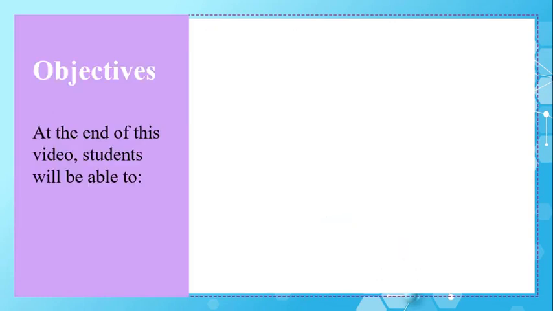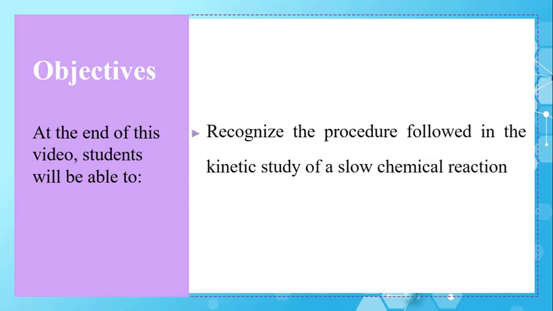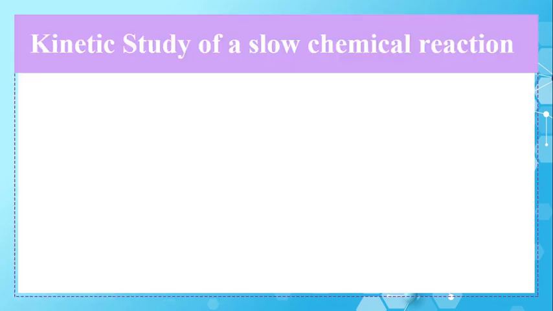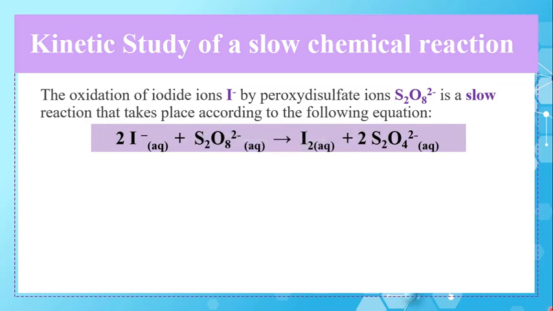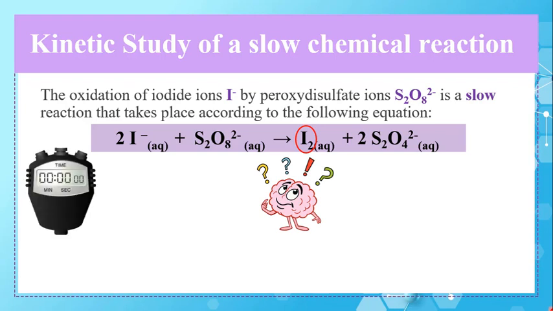In today's video, we are going to learn how kinetic factors help in studying the kinetic of a slow reaction. Consider the oxidation reaction of iodide ions I- by peroxide sulfate ions S2O8 2-. It is a slow reaction that produces I2. Our objective is to determine the number of mole or the concentration of I2 produced during this reaction at different instants. When I talk about different instants, I have to prepare a chronometer.